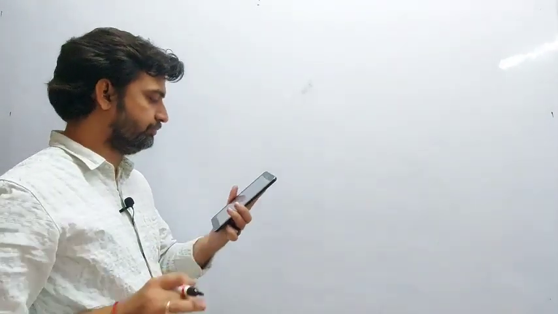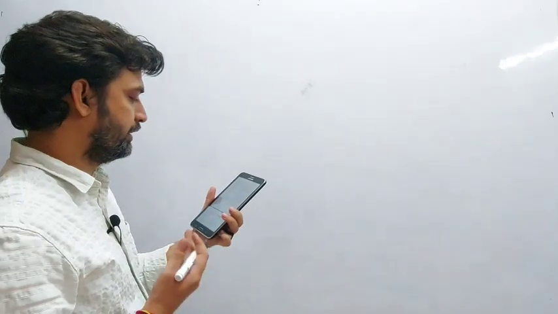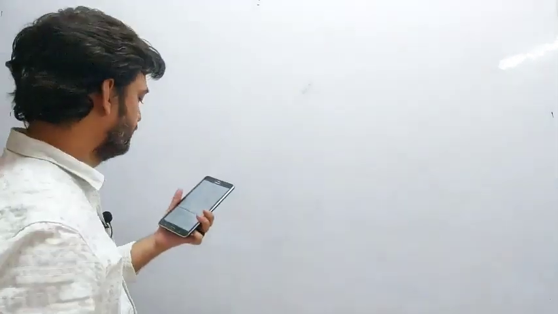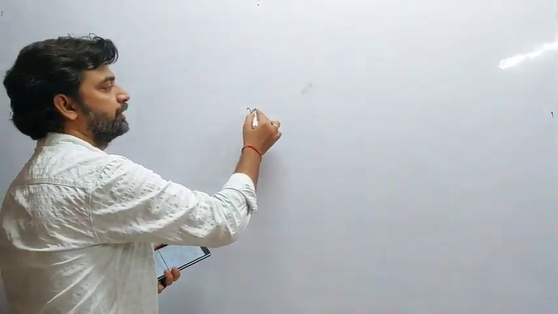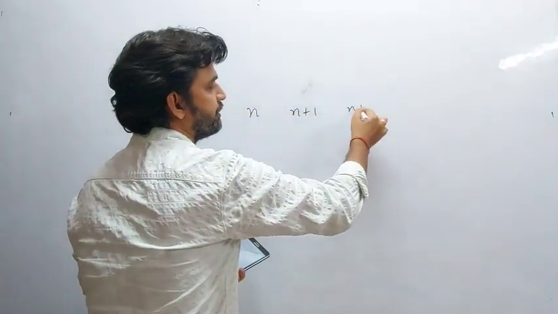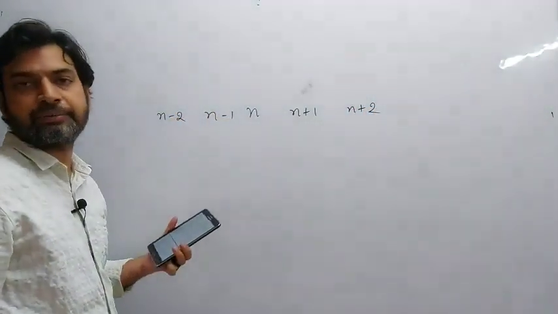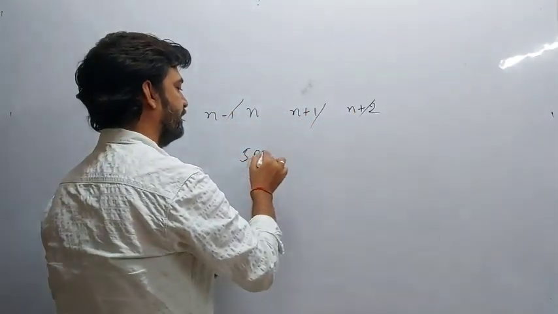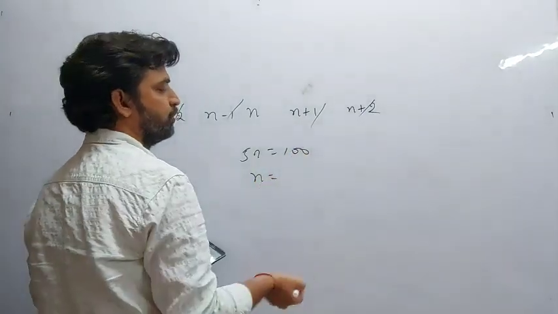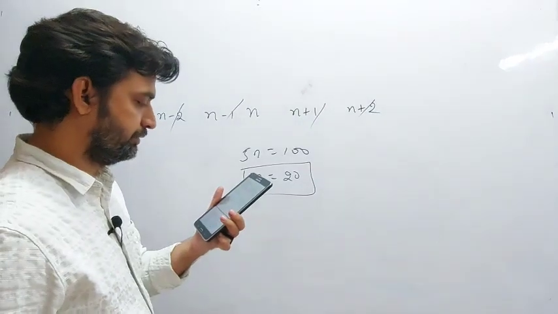Coming to the next. The sum of 5 consecutive integers can be 100. Two statements are given and you need to find out which of the statements is correct. The sum of 5 consecutive integers can be 100. So we can take it this way: consecutive integers means n minus 2, n minus 1, n, n plus 1, n plus 2. These are the 5 consecutive integers. Sum means 5n is equal to 100. So obviously the value of n comes out as 20. So the sum of 5 integers can be 100.